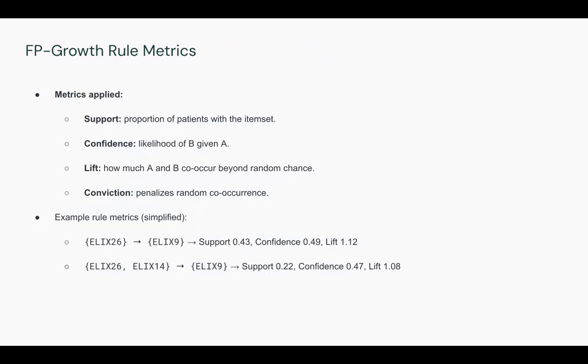FP-Growth rule metrics. This slide shows examples of the rule metrics calculated for FP-Growth. The rule hypertension to diabetes had a support of 0.43, confidence of 0.49, and lift of 1.12, meaning the two conditions occur together 12% more often than by chance. A second rule, hypertension and anemia to diabetes, had a support of 0.22 and lift of 1.08, also indicating a meaningful relationship. These metrics help qualify the clinical significance of each rule.